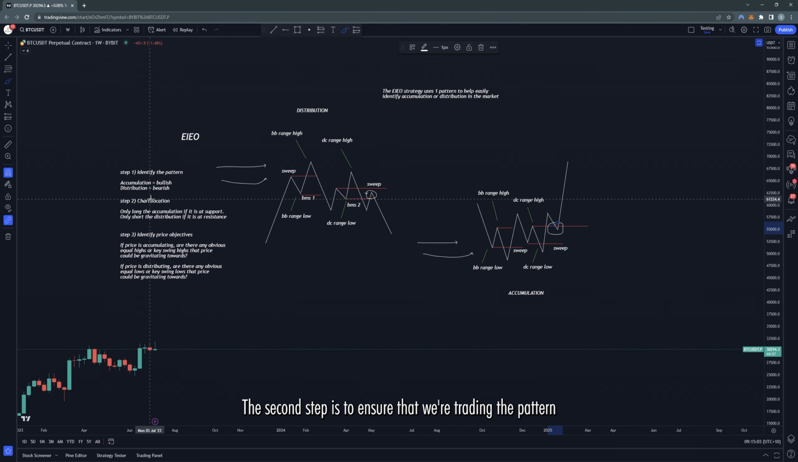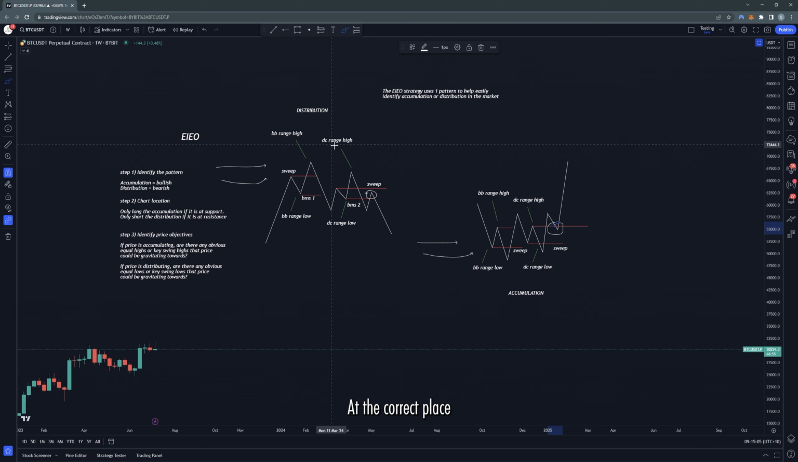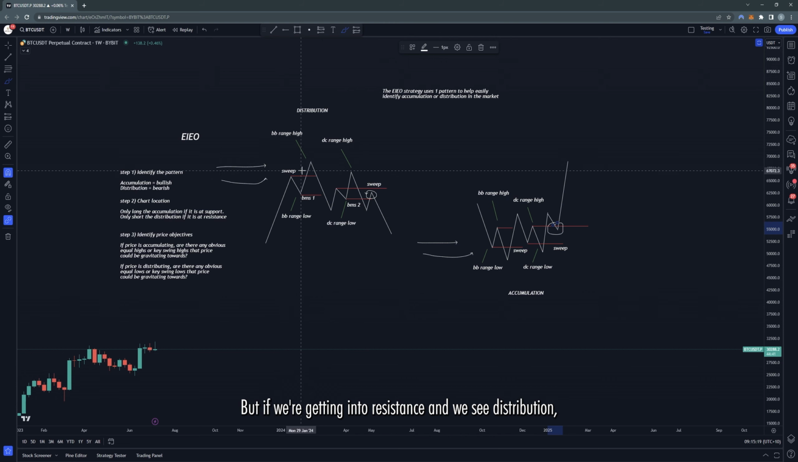So first step is to identify the pattern. The second step is to ensure that we're trading the pattern at the correct place. We follow the simple rule: do not buy into resistance and do not sell into support. If we're leading into resistance and we're getting accumulation, that is not the time to be trading this pattern. But if we're getting into resistance and we see distribution, that's the time to be trading the pattern.